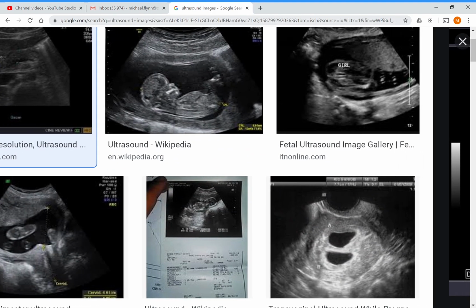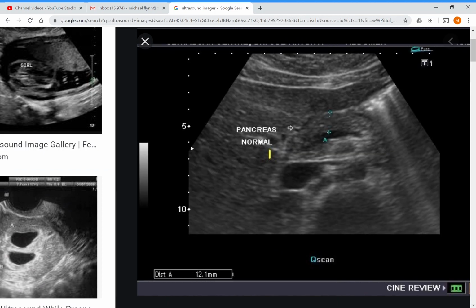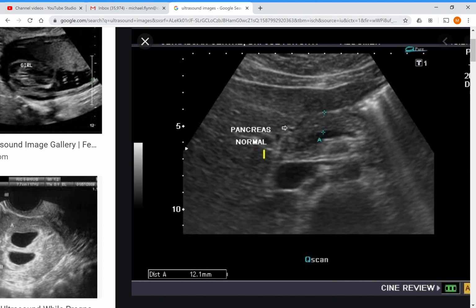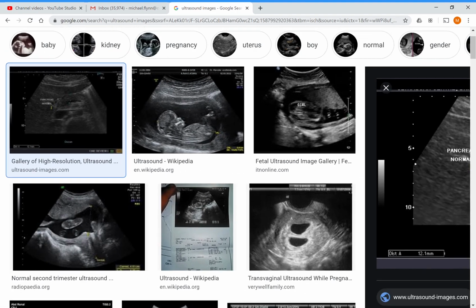That's one of the things you're going to be looking up in the research, is how expensive it is. Now you can see this is someone looking at a pancreas. There's not a lot of contrast in the image. But anyway, that's ultrasound technology.